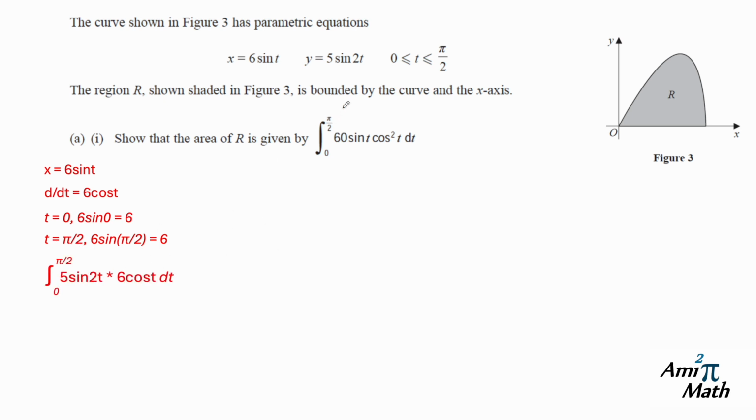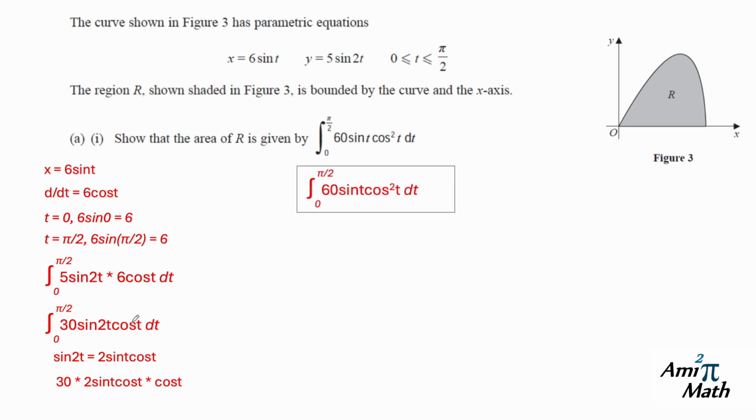And then we can just do this as the area, x times y, 5 sine 2t times 6 sine t dt. And if we expand that, it will give us 30 sine 2t cos t. And as we know, sine 2t from our double angle formulae is 2 sine t cos t, so we can put that back into the equation. 30 times 2 sine t cos t times cos t will give us 60 sine t cos squared t, and that is the answer.